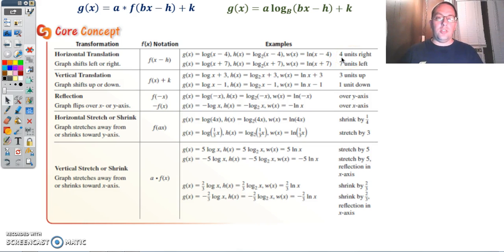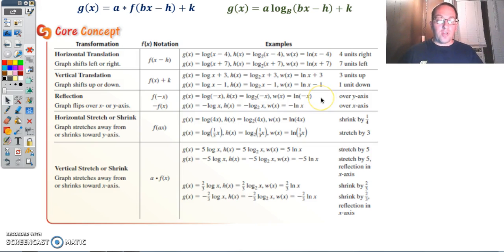h is still a transformation left and right. It's a slide. And it goes opposite the direction that it looks like it should go. If it's negative, it goes to the right. If it's positive, it goes to the left. All right. k is still a vertical translation. It's going to slide it up, or it's going to slide it down. Up if it's positive, down if it's negative.